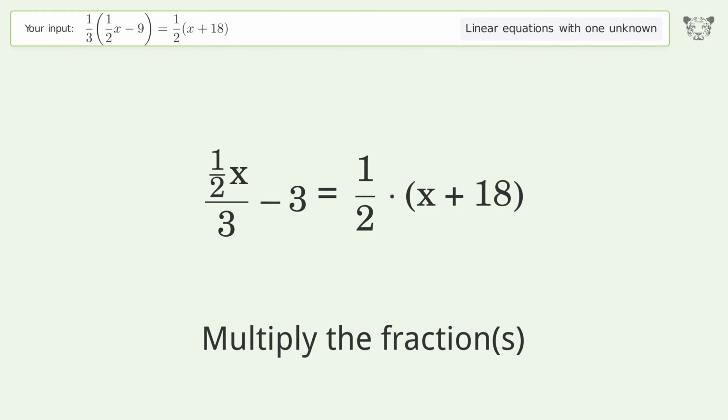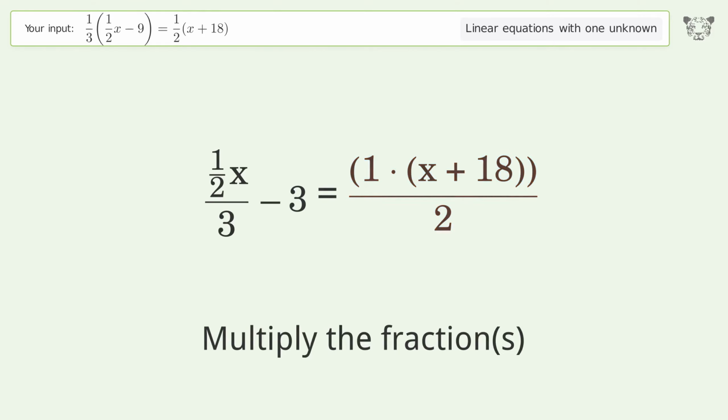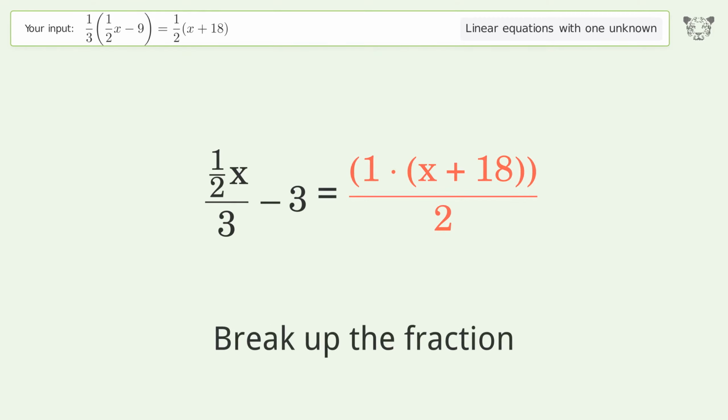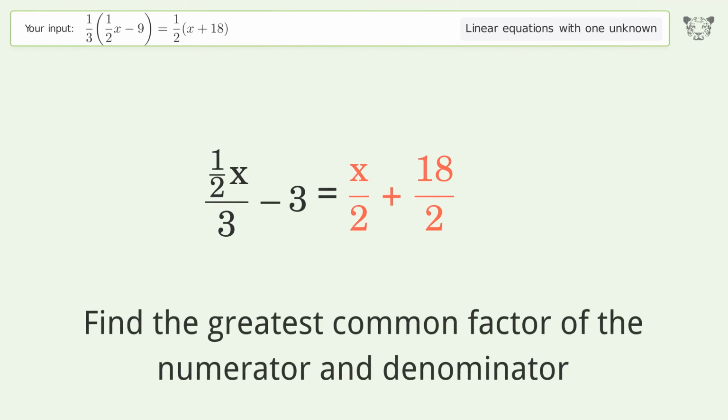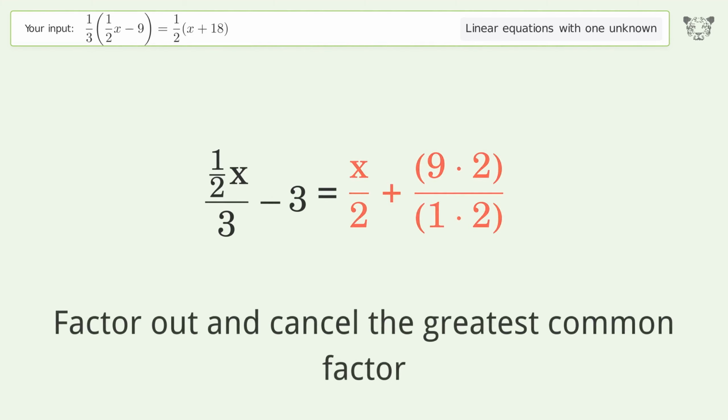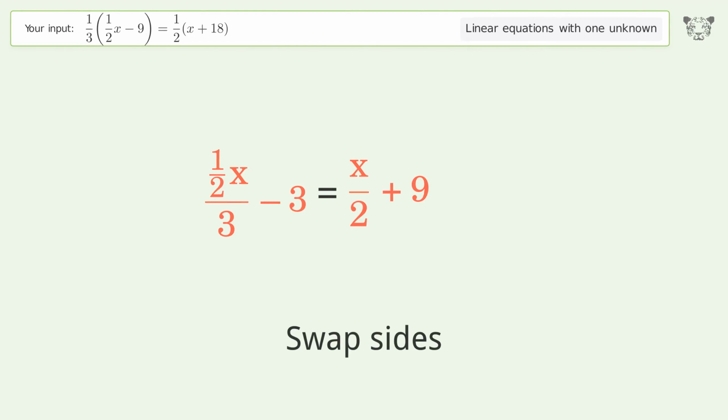Multiply the fractions. Break up the fraction. Find the greatest common factor of the numerator and denominator. Factor out and cancel the greatest common factor. Swap sides.